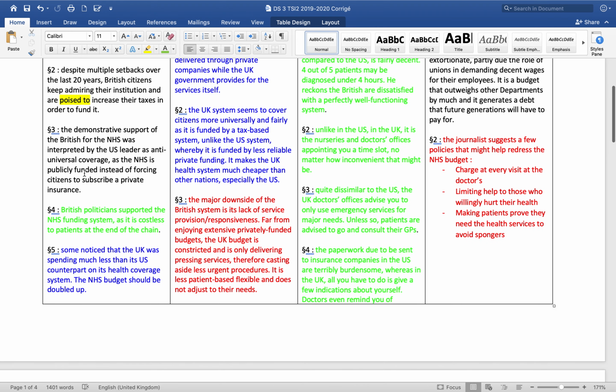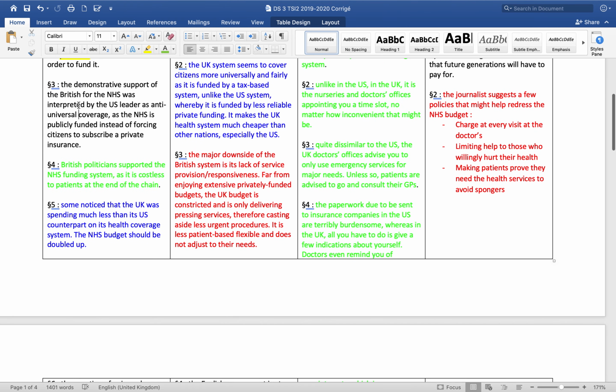Right, in the next paragraph, they tell you that the demonstrative support of the British for the NHS was interpreted by the US leader, Mr. Trump, as anti-universal coverage. What does that mean? It's very obscure and opaque. Universal coverage means that every single citizen can get some form of medical care, right? And for Donald Trump, the NHS, the British system, is a system that doesn't cover everyone. And he tries to explain why. And I have to be honest, either because I do not understand Donald Trump or because it was very obscure, the reason that he gives is very difficult to understand.